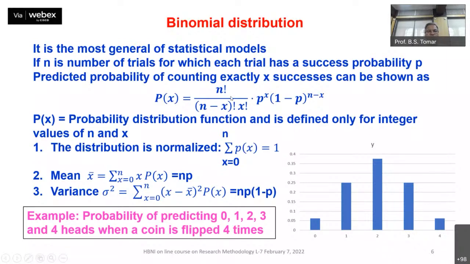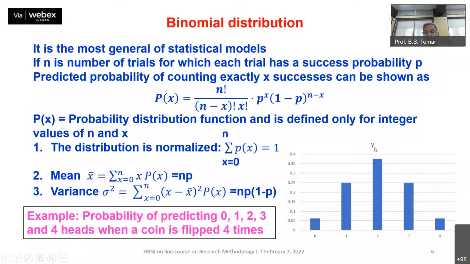Now this binomial distribution is defined only for the integer values of n and x, and this binomial distribution is normalized. So if you sum over all probabilities, for x equal to 0 to n, then you get equal to 1.